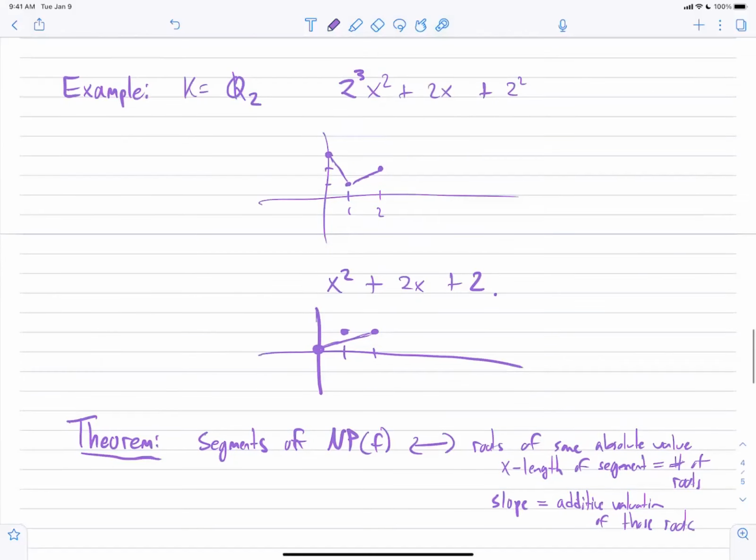So, okay, in the above examples, here we have 2 segments, each of length 1. So there's 1 root alpha with v of alpha equal to -2, and 1 root beta with v of beta equal to 1. So this slope is 1, this slope is -2. Okay, great.